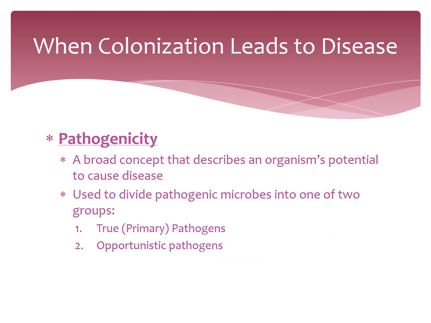We have this term pathogenicity. This is going to be the potential for a microbe to cause a disease. And pathogenicity is going to divide pathogenic microbes into two groups. One, true or primary pathogens, and then the second is going to be opportunistic pathogens. So let's talk about these two groups in a little bit more depth.